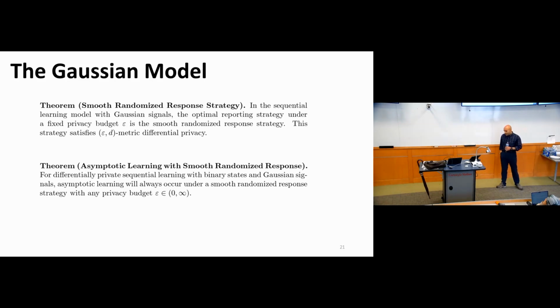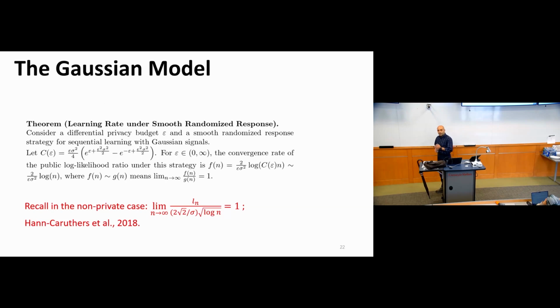and how fast this is. In the non-private baseline, we saw that the rate can be as low as square root of log n. With a fixed privacy budget, this rate increases to log n. So there is a square root of log n improvement over the non-private baseline. That is the result of the privacy randomization. So they learn asymptotically, and their belief converges to the point mass on the truth asymptotically much faster.